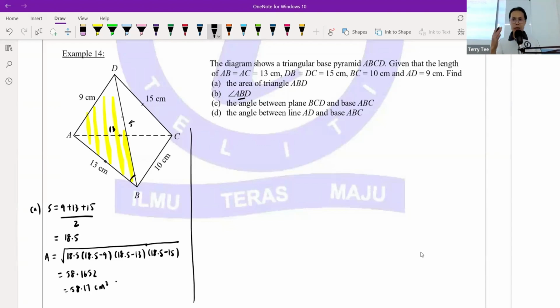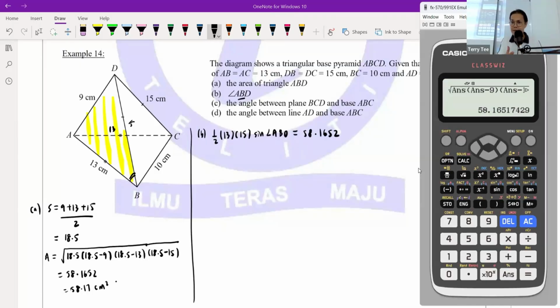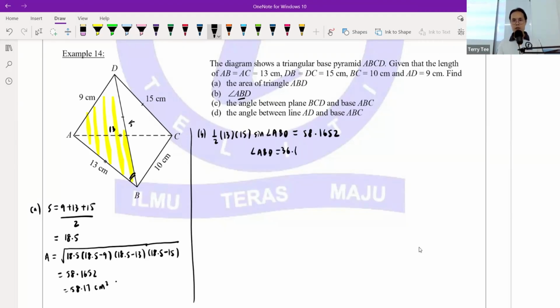There is a shorter way, by using the result from part A, which is half AB sine C. My A and B should be 13 and 15. So half times 13 times 15 times sine angle ABD. The result is 58.1652. I use more decimal points to enhance accuracy because if you read 58.17, then my answer might be a little bit off. I take this result, I multiply by 2, divide 13, divide 15. Whatever I get, shift sine, answer equals 36.62. Yeah. Angle ABD, 36.62.